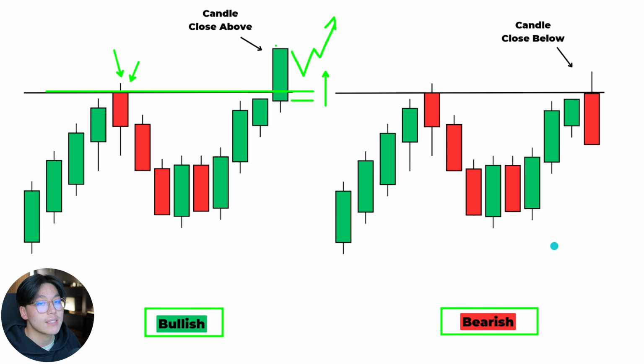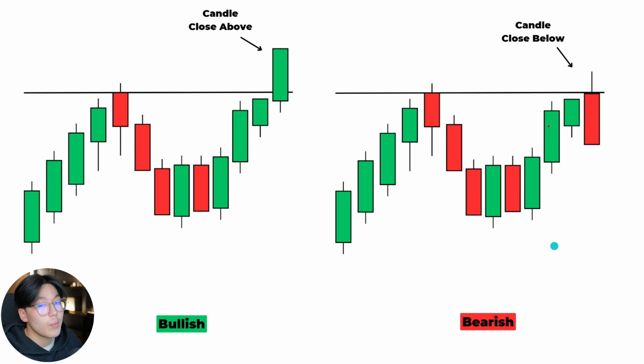So this indicates that buyers are in control, and after we close above this level of resistance, we can expect continuation on the overall market. So on the right hand side, what we have is a candle close below. So right here, what we have is a key level of resistance, and price originally pushed towards the upside.